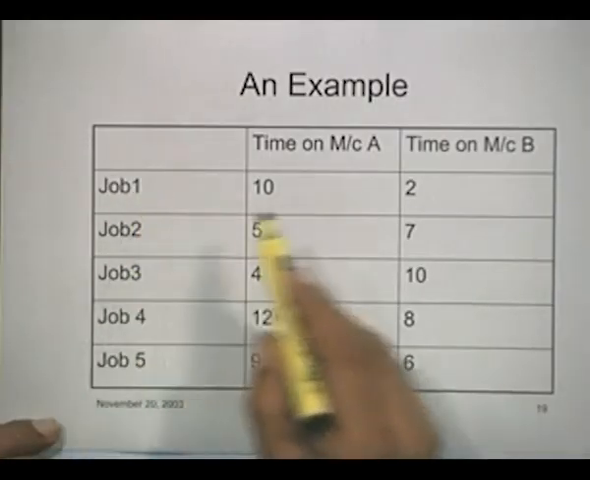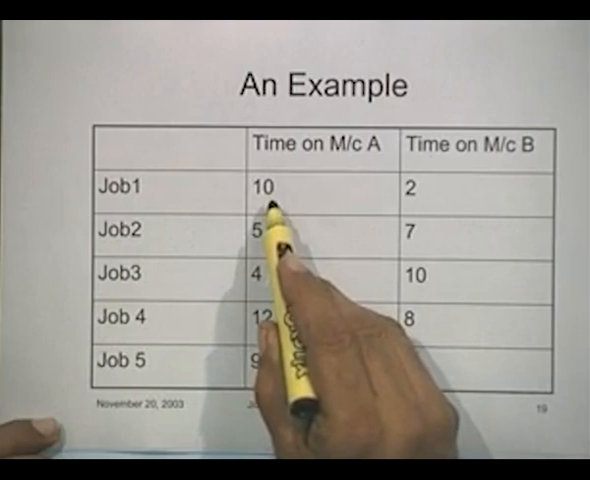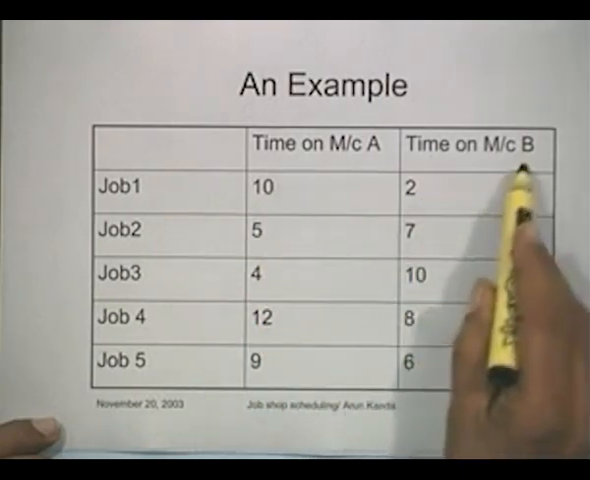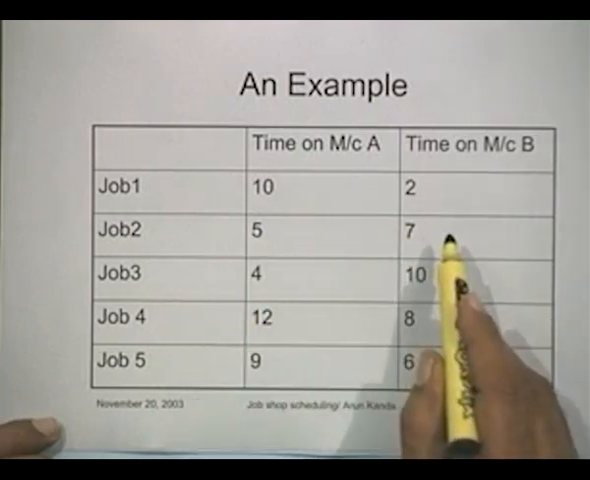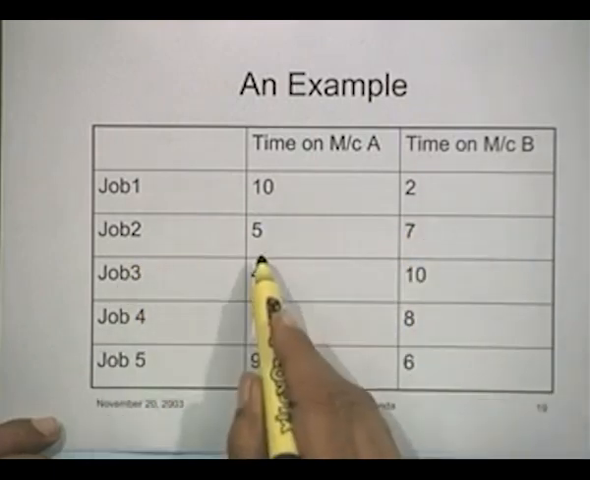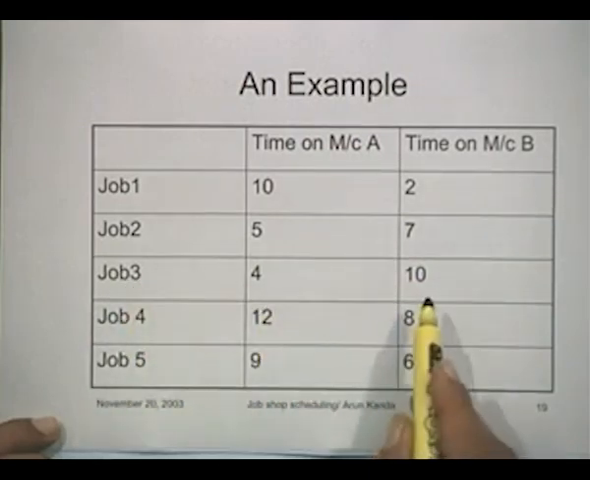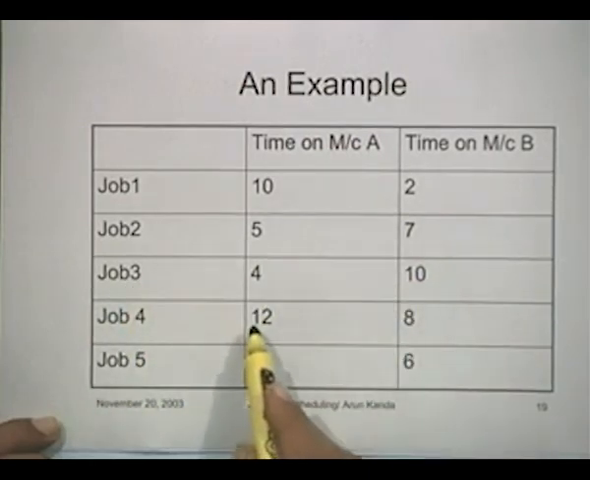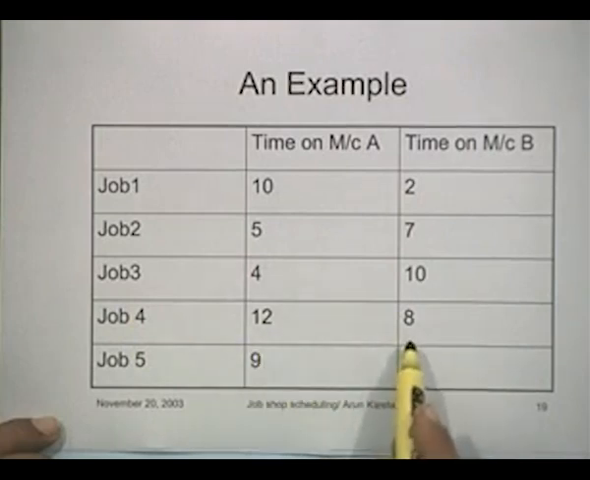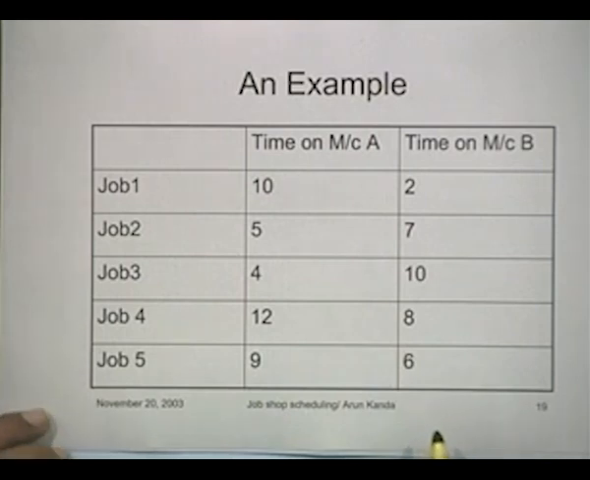Job 1 requires 10 units of time on machine A and 2 units of time on machine B in that sequence, because it's a flow shop. Similarly, job 2 requires 5 on A, 7 on B. Job 3 requires 4 on A, 10 on B. Job 4 requires 12 on A, 8 on B. And job 5 requires 9 on A and 6 on B. Okay. So how do you solve a problem like this? I mean, how would you look at the problem?